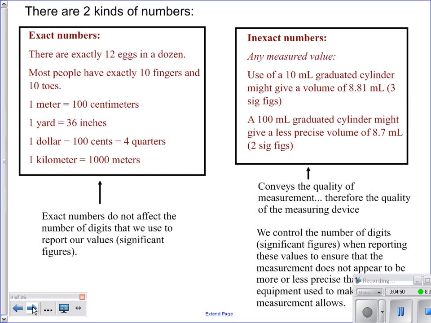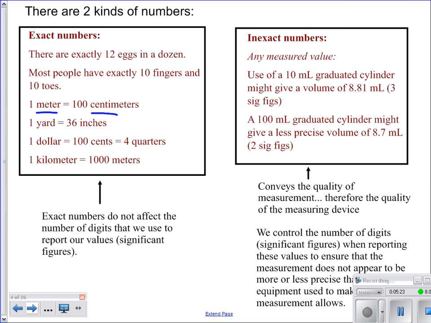Okay, so now we get to the idea that there are different numbers that we're going to be using in chemistry. There are two main types: exact numbers and inexact numbers. An exact number would be something like the fact that there are 12 eggs in a dozen. Most people have exactly 10 fingers and 10 toes. Even if I said, hey, I have 30 people in this room, that's an exact count. Or in some of these other examples, they're conversion factors.